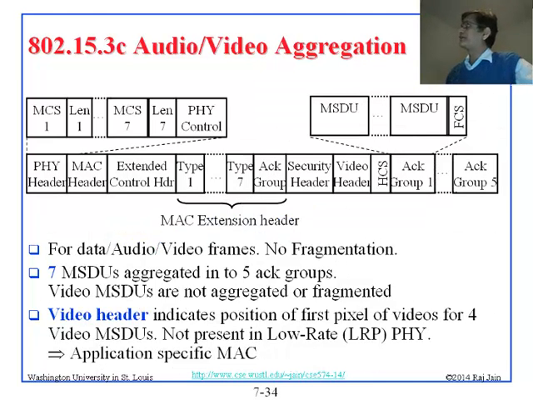Now AV aggregation is slightly different. Audio visual. First of all, the video frames are large, so instead of 8, we can only allow 7. And this looks a little arbitrary to me, but they probably ran out of bits: you can only ACK 5 bits. So you take 7 MSDUs and you make them into 5 ACK groups. Come on, what a waste of time. But anyway, 5 ACK groups. ACK group 1 consists of 2 MSDUs, ACK group 2 might consist of 1 MSDU, and so forth. You have to make 5 out of 7.